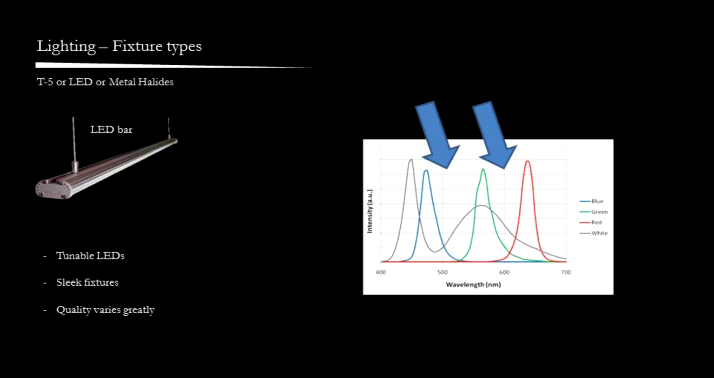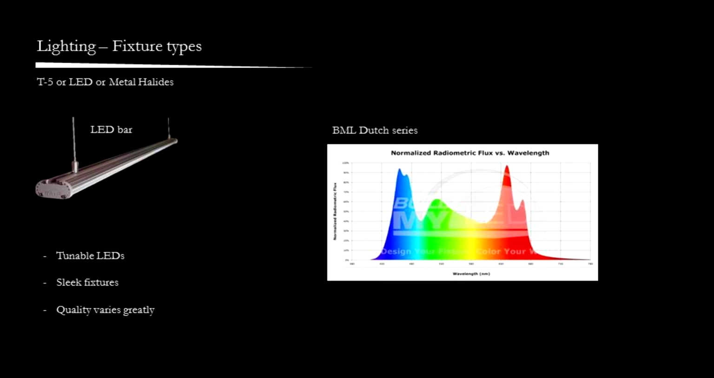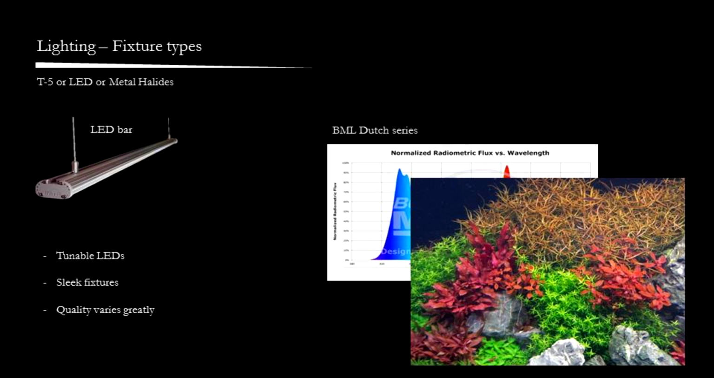I use the BML Dutch fixtures myself, and this is the spectrum. However, I find that the orange portion of the spectrum is still lacking, and to display orange plants well, I need to supplement with a warm white fluorescent lamp. I think that amongst the LED fixtures, BML gives very good color rendition. This is because not only does it have RGB plus white LEDs, it has two different kinds of reds and two different kinds of greens, and it gives a wider tonal range.